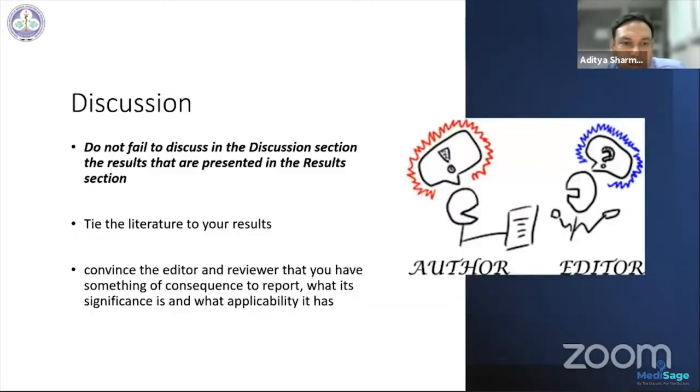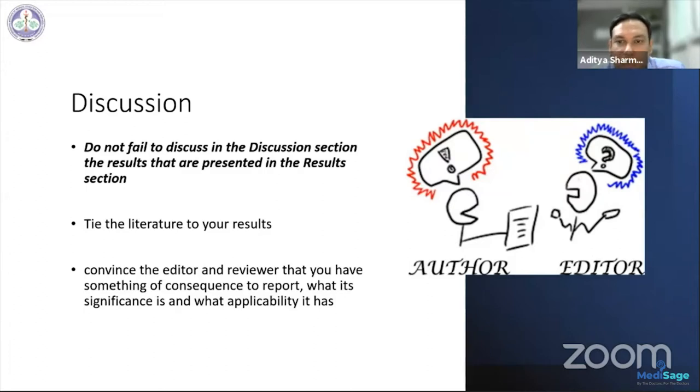Coming to the discussion, do not fail to discuss in the discussion section the results that are presented in the results section, and do not beat about the bush discussing results from other studies rather than discussing your results first. Tie the literature to your results and present the data in a cohesive form. This is the discussion which will convince the editor and the reviewer that you have something of consequence to report, what its significance is, and what applicability it has.